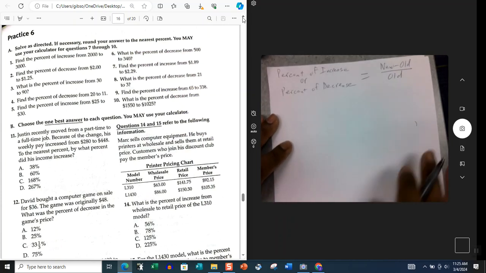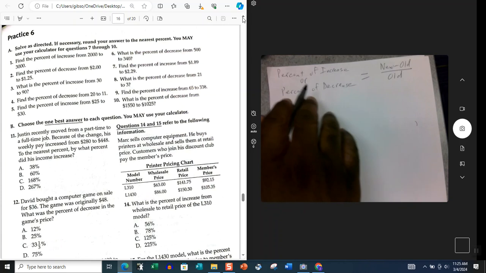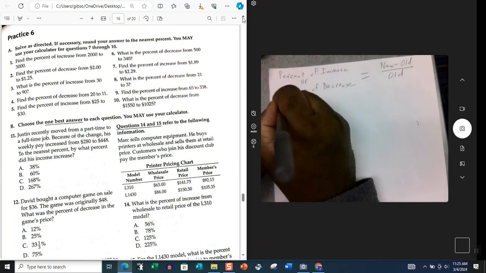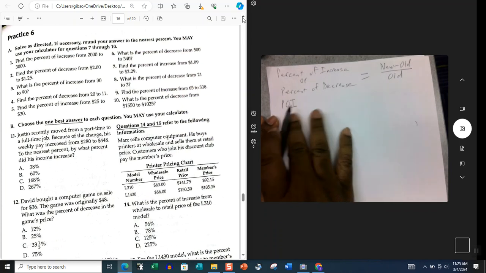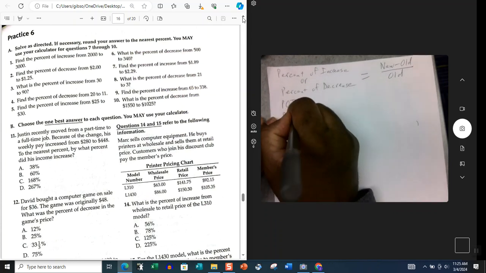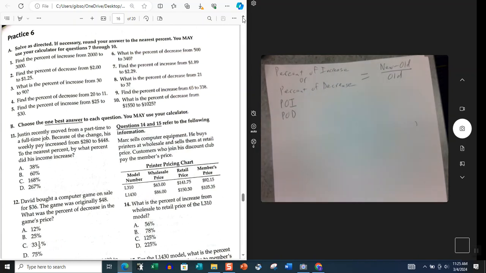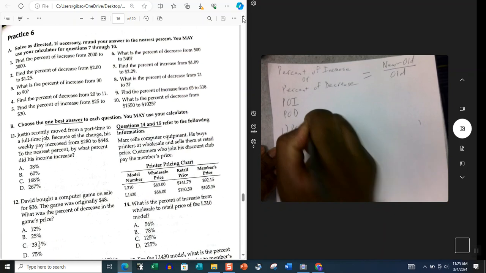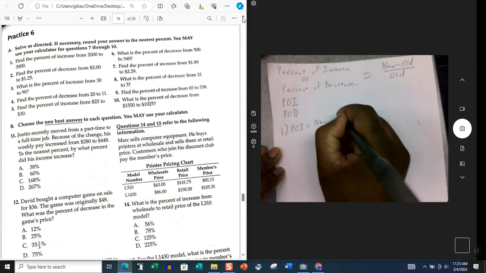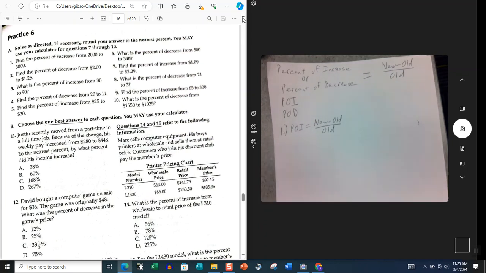But before we do number 1, I'm going to tell you the abbreviation I'm going to give you for percent of increase and percent of decrease. POI stands for percent of increase, and POD stands for percent of decrease, because I'm not going to write this out each and every time. So I abbreviate it. So now we go to number 1. It says find the percent of increase from 2,000 to 3,000. So we'll do percent of increase is equal to the new value minus the old value divided by the old value.